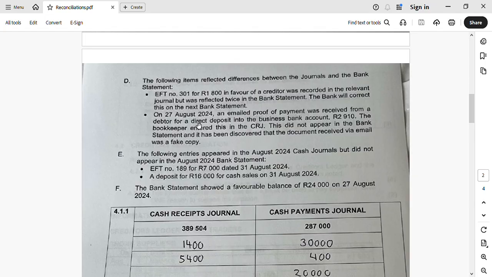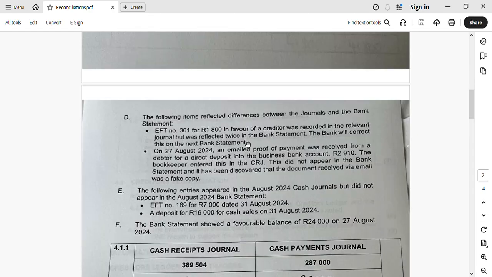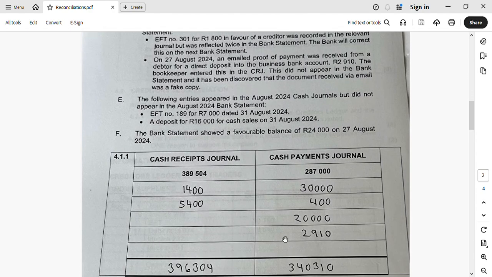Okay, then on the 27th of August, an email proof of payment was received for a direct deposit into the business bank account of 2,910. The bookkeeper entered this in the CRJ. This did not appear in the bank statement, and it's been discovered that the document received via email was a fake copy. So you recorded something and the money was never ever going to get to you because the proof of payment was fake. So you need to decrease your bank account, so you record that in the CPJ.